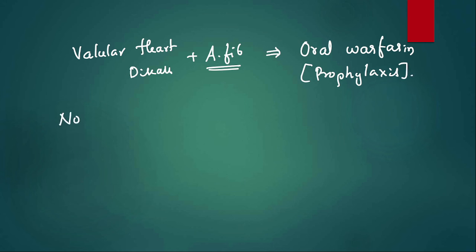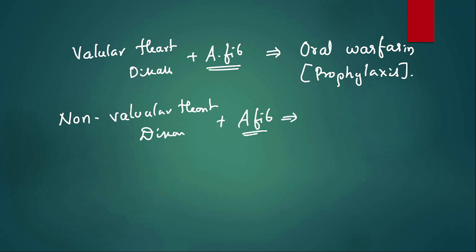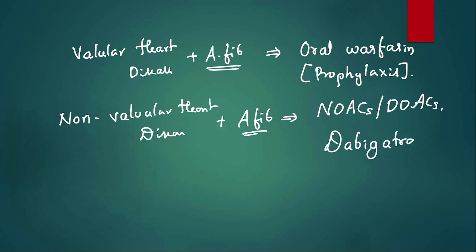Suppose the patient has no valvular heart disease and he has atrial fibrillation. Atrial fibrillation can generate a clot. At that time we can use the novel oral anticoagulants, also called direct acting oral anticoagulants. In that we have drugs such as dabigatran, or we can give direct Xa inhibitors. They end with xaban. Tell me some direct Xa inhibitors. So these two are prescribed.